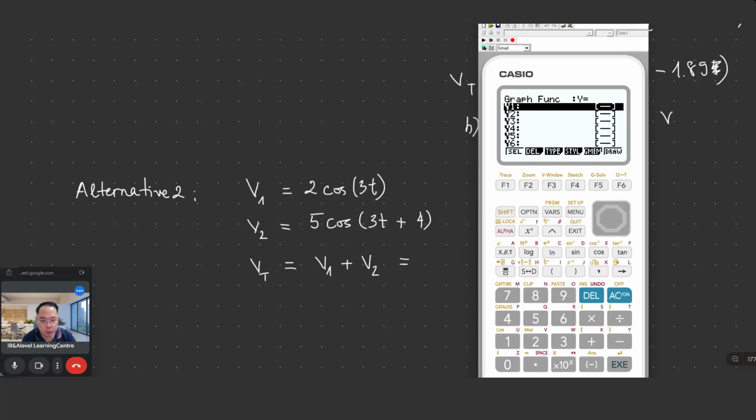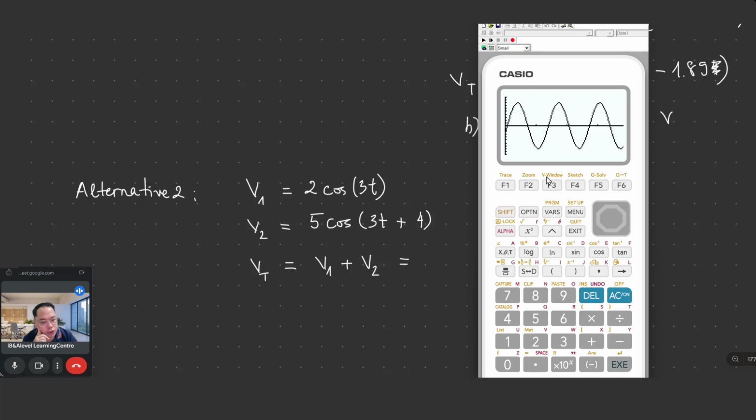Let me enter it again, which is 2 times cosine of 3t. We can use the variable x to represent t. So 3x there, and then simply add the second function V2, 5 times cosine of 3x plus 4, closing bracket. We just completed entering the sum of the two trigonometric functions in the calculator. Now simply click the draw function to draw the graph. We have the graph of the trig function.